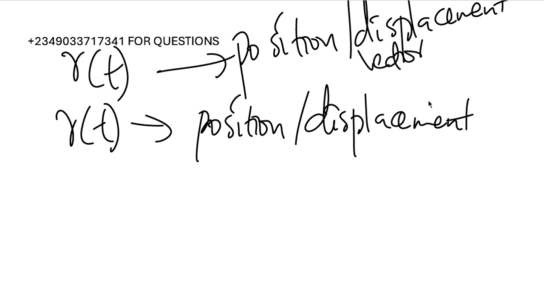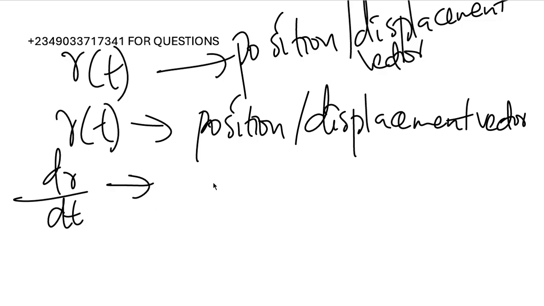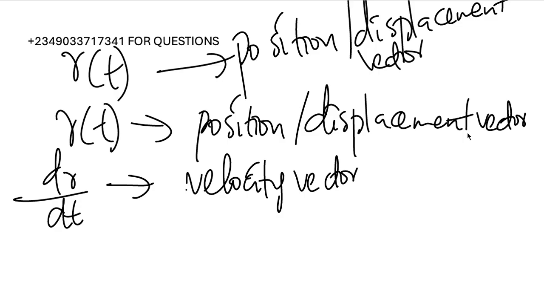t could be anything, right? But if you are taking r of t to be a position or displacement vector, it's important to note that the value of dr/dt is going to correspond to the velocity vector. Take note of this, because remember that velocity is the rate of change of displacement with time. So when we differentiate displacement with respect to time, we get the velocity vector, right?